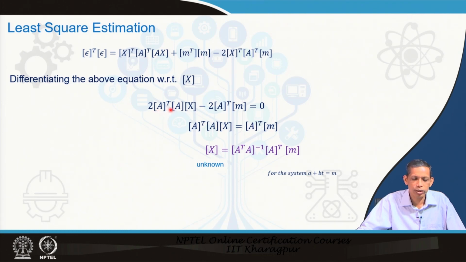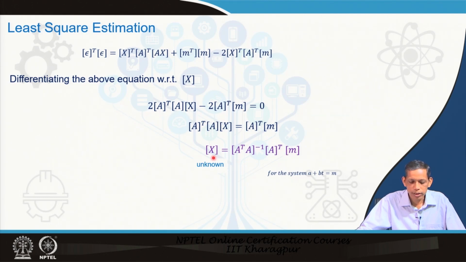So, we get 2 A transpose A x minus 2 A transpose m from this part, and this part does not have any x, so that becomes 0 in the differentiation process. These two terms become 0 for the minimization problem. From this relation we get A transpose A x equals A transpose m, and that leads us to x, the unknown vector, equals A transpose A inverse into A transpose into m.